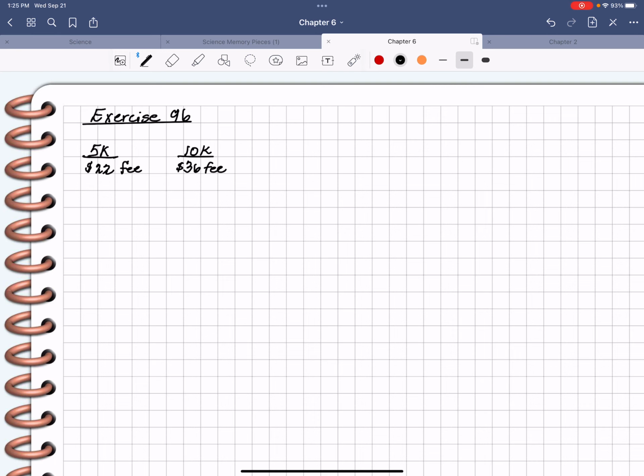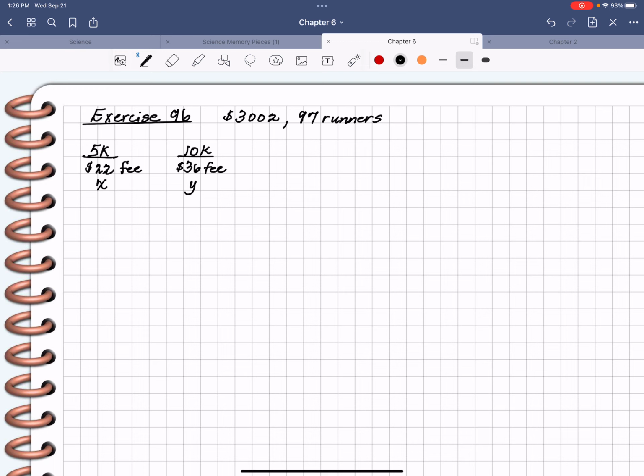The event raised $3,002, and there were 97 runners. This feels like a system of equations. Number 24: Which system of linear equations would help you determine how many ran each event if X is the number of 5K runners and Y is the number of 10K runners?